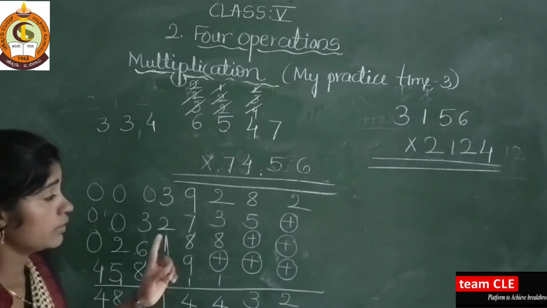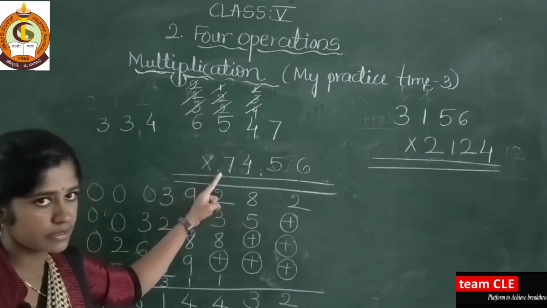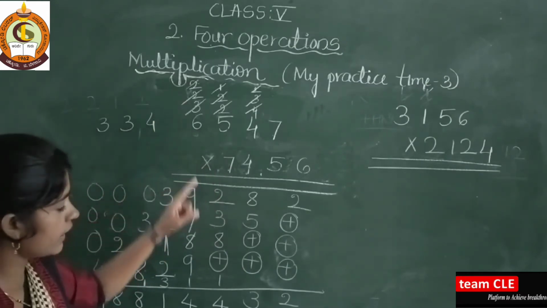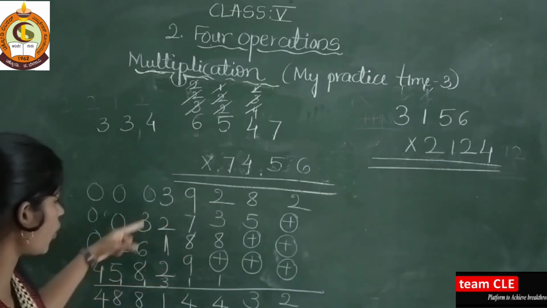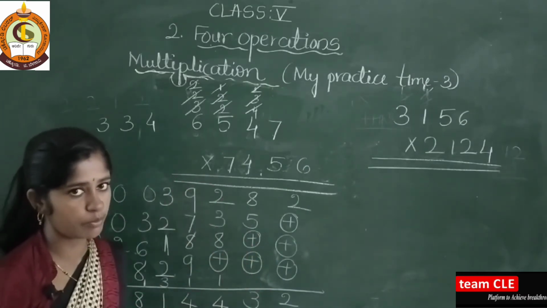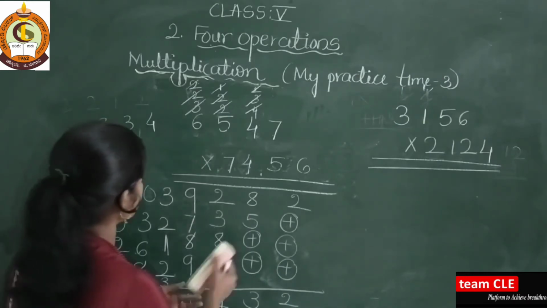See here, one thing I will make clear to you. You must know the tables, you need to add the carries correctly, and you have to add all the numbers correctly, and the arrangement of the numbers is also important. Got it? So move to the next number.